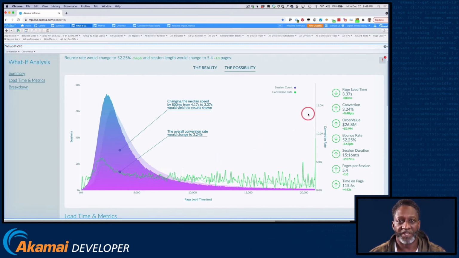On the top right, we've simulated reducing the page load time by 800 milliseconds. Below that, we see the results. A conversion percentage increase of 0.48% and an additional $3.9 million in revenue every 7 days. That's $15.6 million per month or $187 million per year of additional revenue if the page load time could be reduced by 800 milliseconds. Let's take a closer look at how mPulse does this.